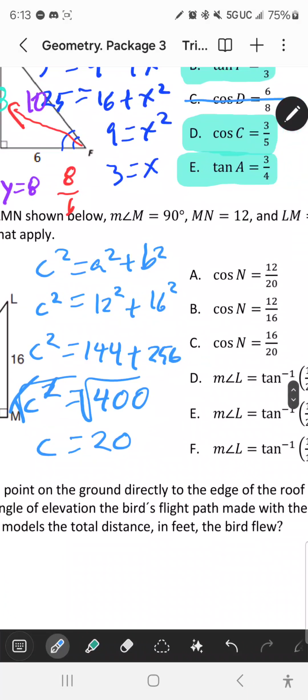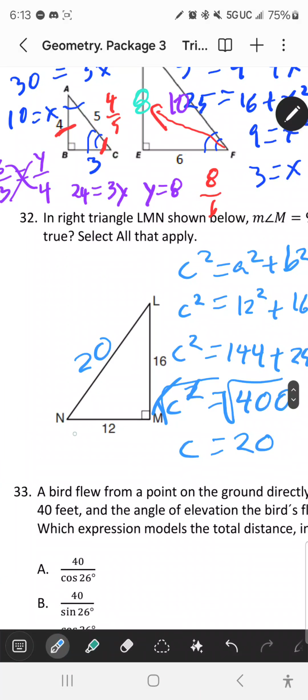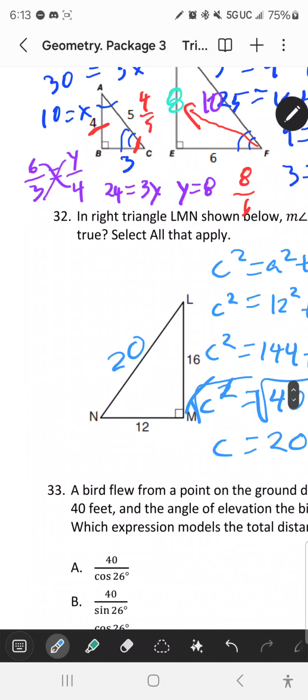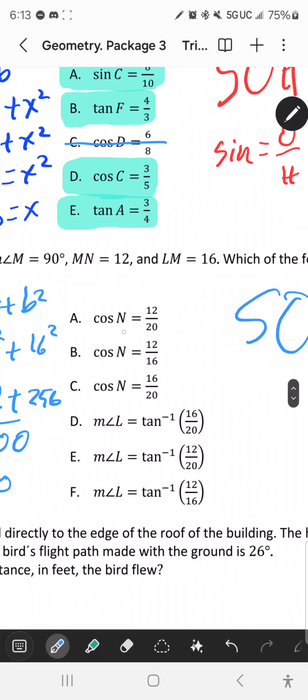Now that we know the side, let's do cosine of n. I look at m and I say the cosine is adjacent over hypotenuse. So I look at the adjacent, the one right next to the angle, which is 12, and the hypotenuse is 20, so it will be 12 over 20. And when I go here, it says 12 over 20. So we're fine.